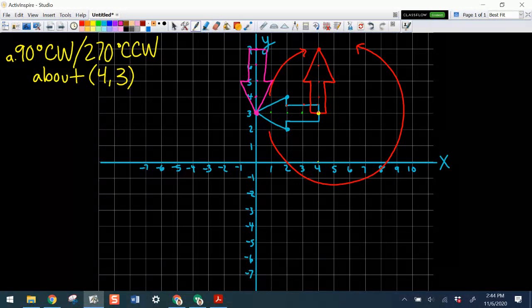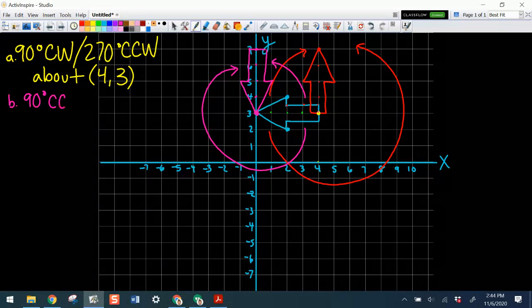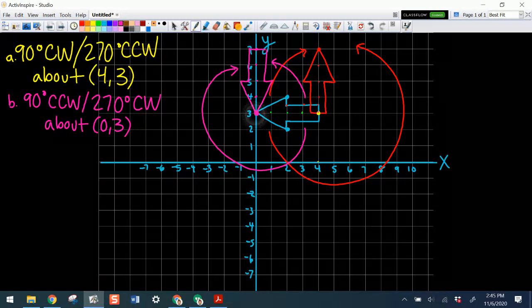So in order for this blue arrow to turn and point down, with the tip still located at (0, 3), we either need to go 90 degrees counterclockwise or 270 degrees clockwise. So item B, we're going to say 90 degrees counterclockwise or 270 clockwise about the point (0, 3). And that's again because they're telling us that the tip of our arrow remains at (0, 3). So points that are fixed under a rotation have to be the center of a rotation.